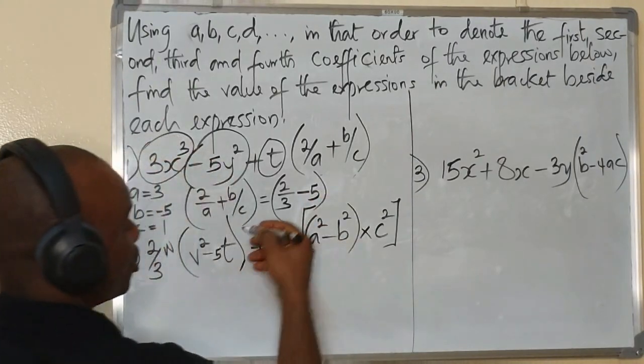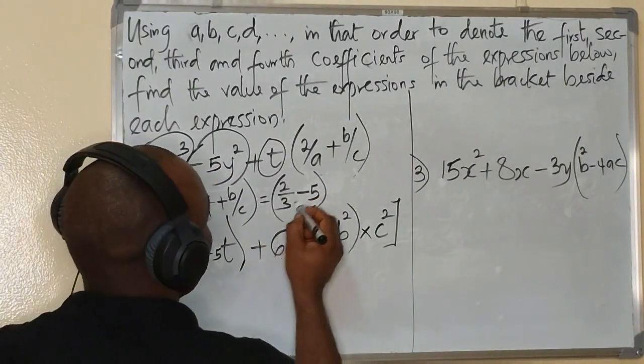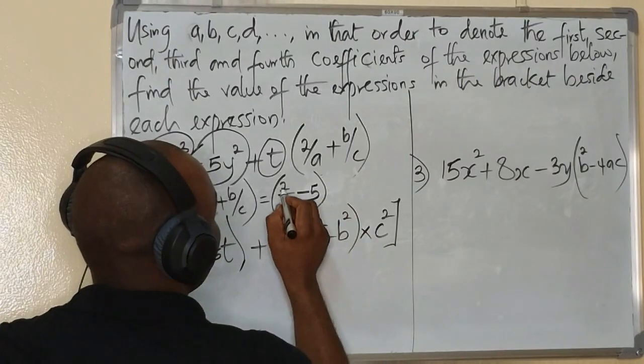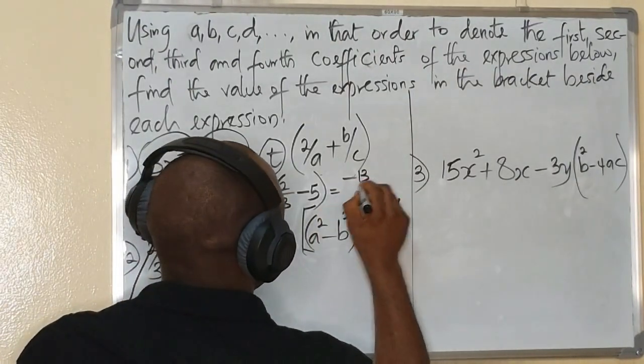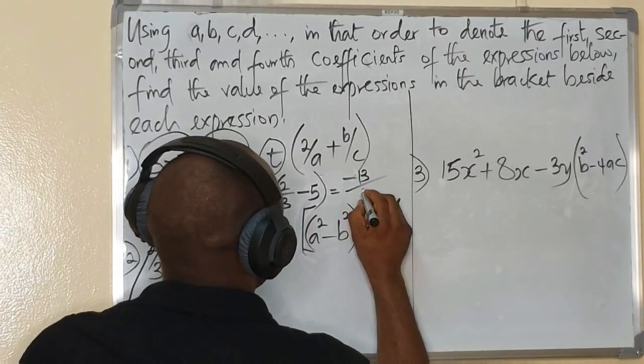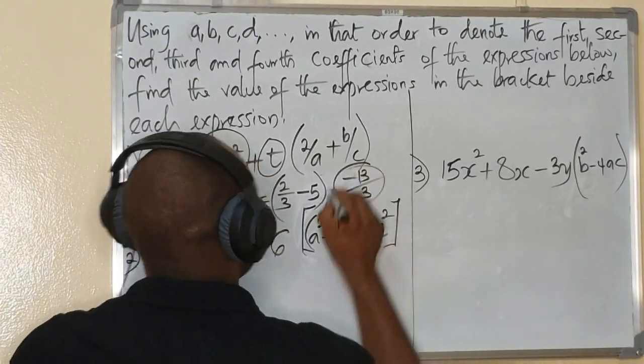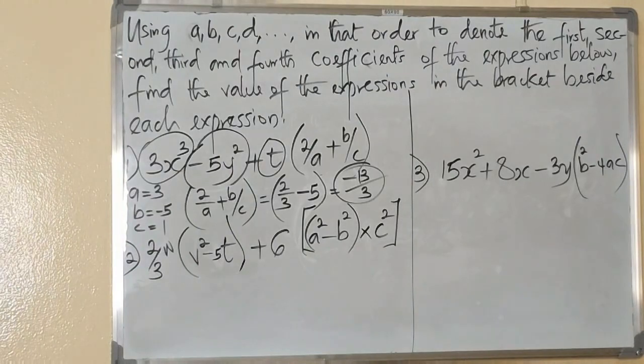Minus 5. Now, if we solve this out, fractionally, 3 multiplied by 5 is 15. 15 subtracted from 2 will give us negative 13. So our answer ends up being negative 13 upon 3. That is the answer for the first expression.